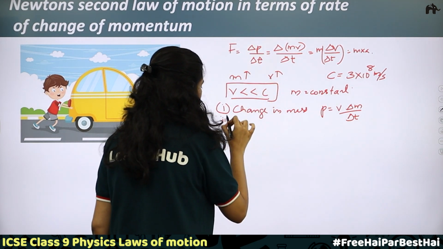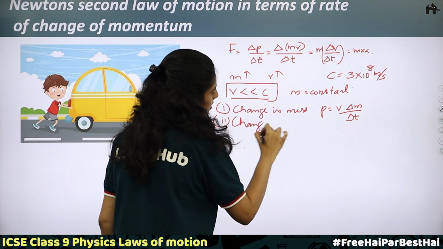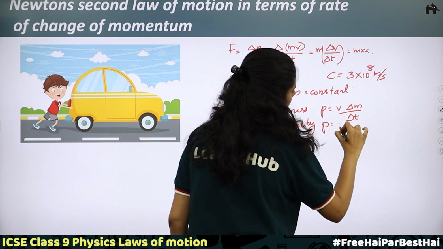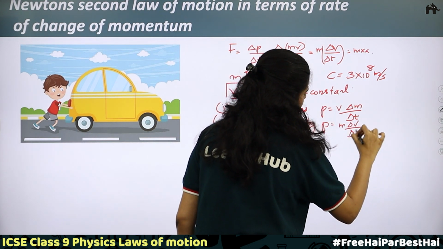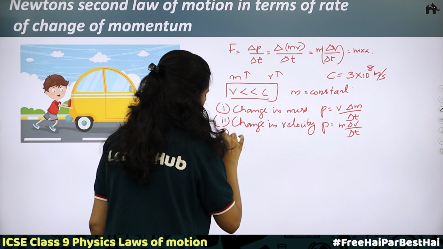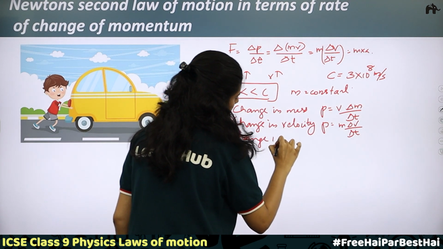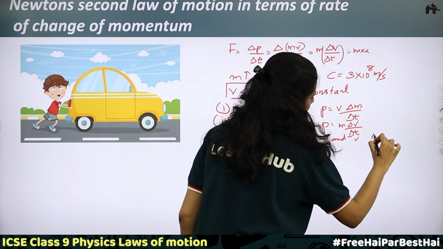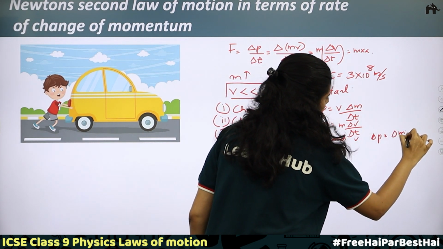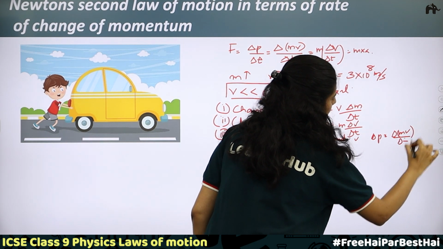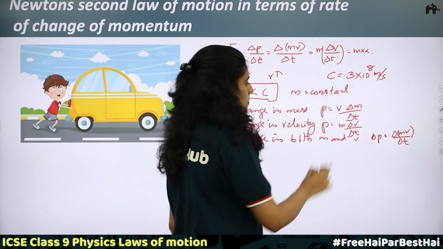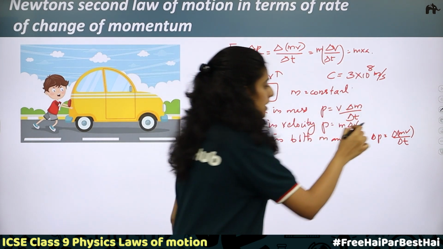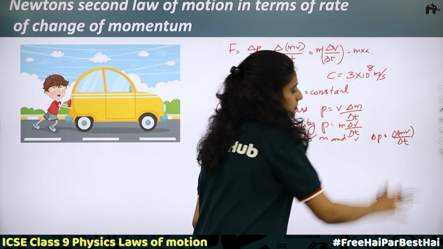Or second, change in velocity. P is equal to M delta V by delta T. Or change in both M and V. That is delta P is equal to delta MV by delta T. Now these two cases are possible, that is P is equal to V delta M by delta T or delta P is equal to delta MV by delta T.